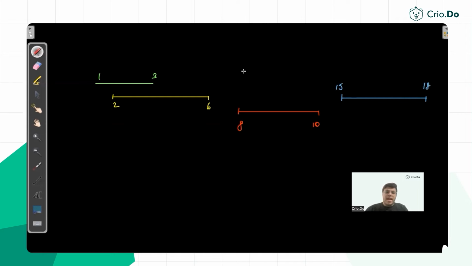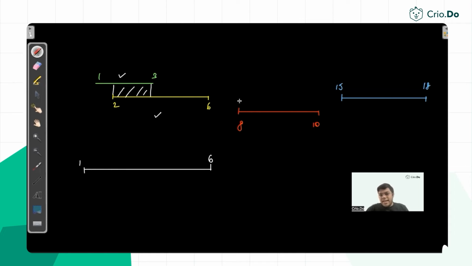As you can see, the first and the second interval, that is from 1 to 3 and 2 to 6, have some common part. So we have to merge them, merge the overlapping ones. After merging them, the final interval will start from the earlier start point and go till the later ending point. That is, from 1 till 6 will be the merged interval after merging the yellow and the green intervals.